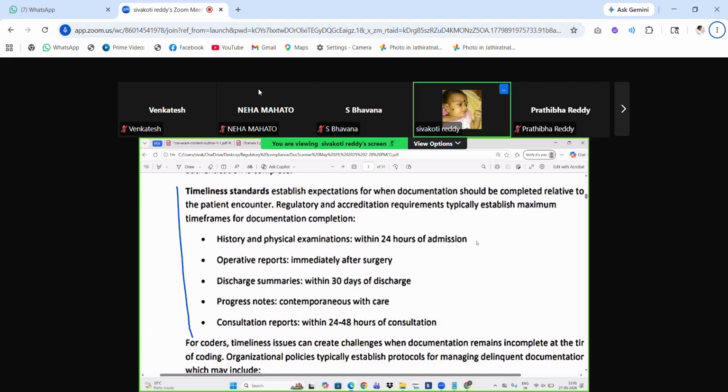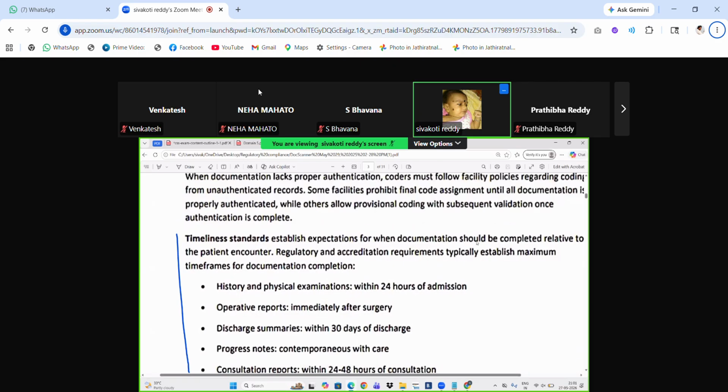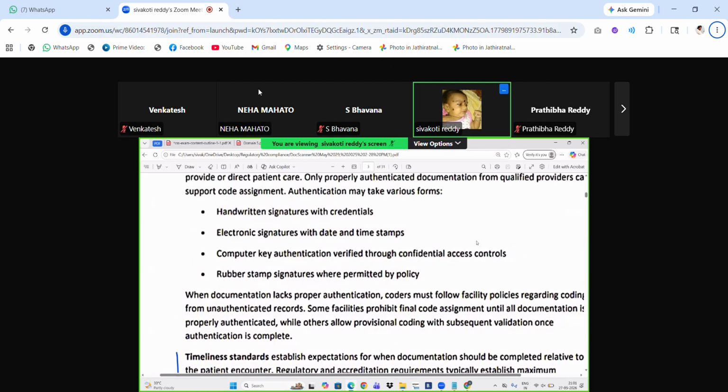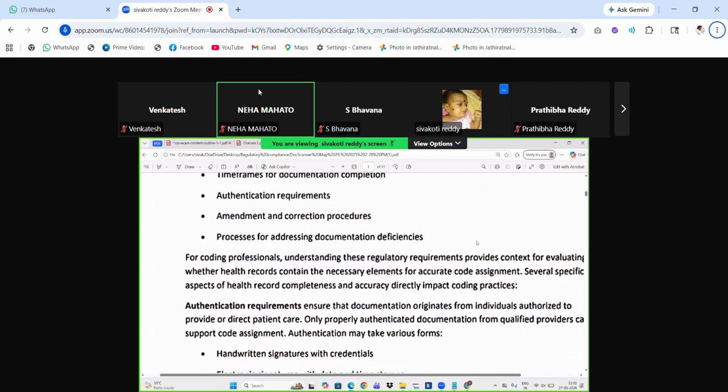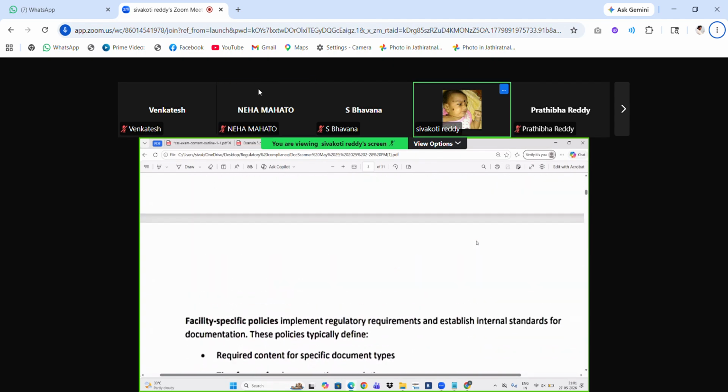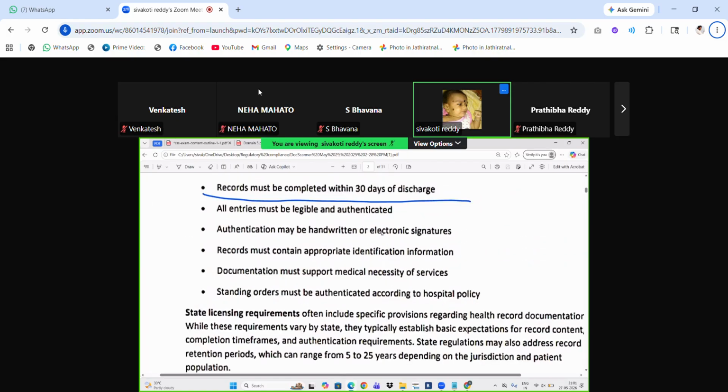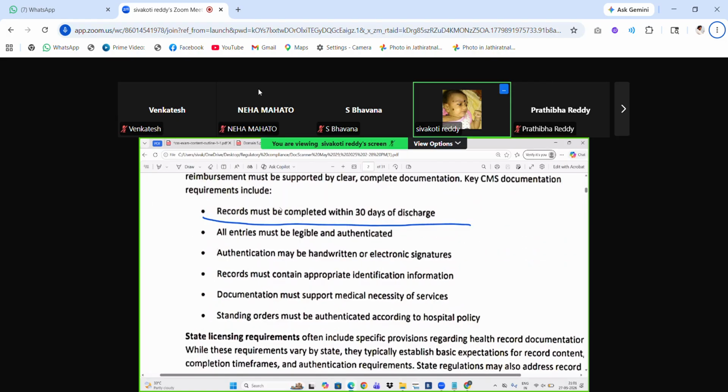Total document: the record must be completed within how many days after discharge? 30 days. From this, you will get a question: the record must be completed within 30 days of discharge. On that concept, one question. They will give a question: a patient admitted in the emergency department and discharged from the ED, within how many days must it be completed?